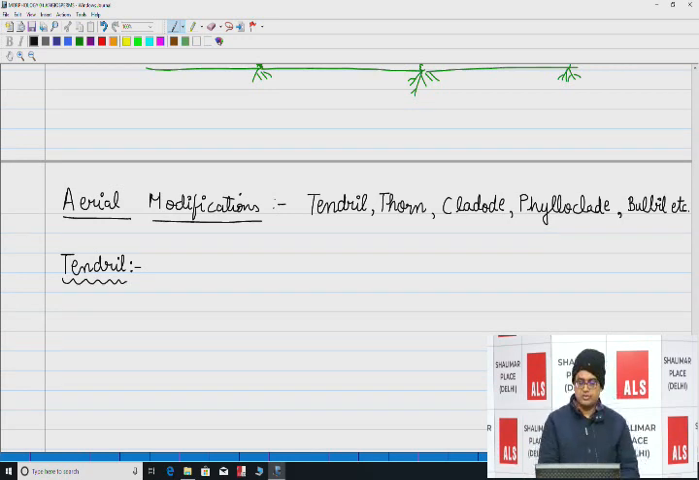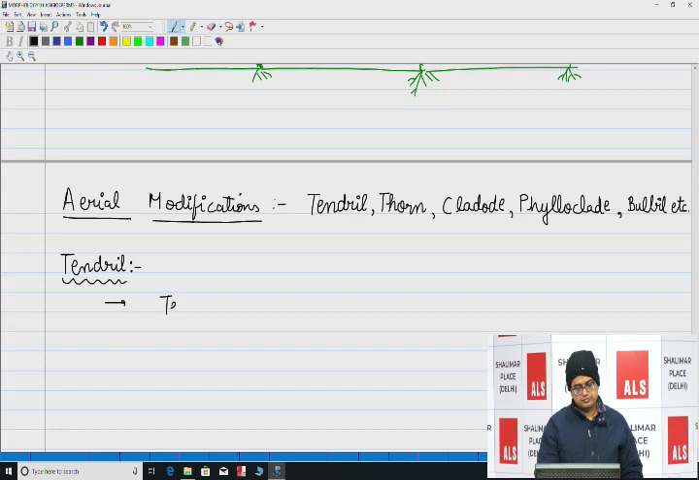Tendril, everybody knows that it basically is an outgrowth which coils around a support and helps in providing support to the stem. Now there can be many kinds of tendrils. Tendrils can develop from apical bud, from axillary bud, or it can develop from leaf. Many different types of tendrils exist. You can take a look at that. Okay, you can try to Google it up.